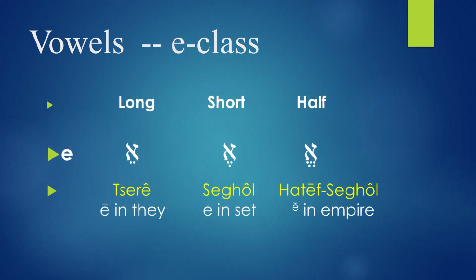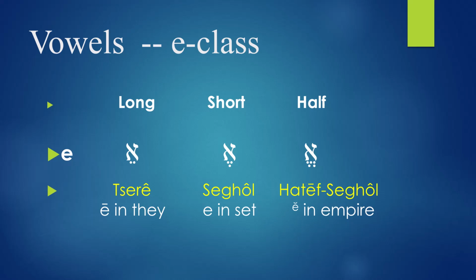And then we have the E class vowels. On the E class vowels, we have 3. On the long vowels, we have tsere. Tsere is making long E sound. It's E as in the word they. And on the short vowels, we have sego. Sego is making short E sound as in the word set.